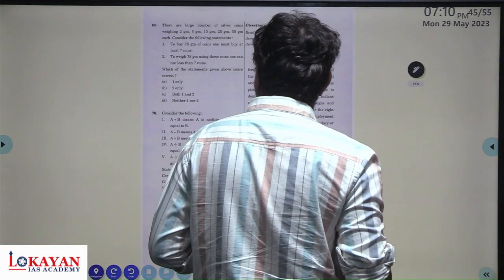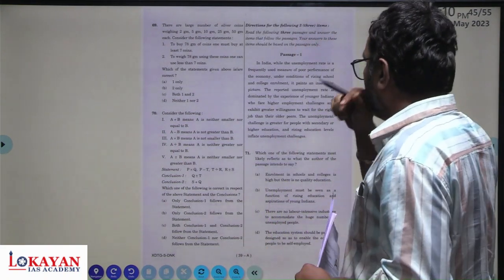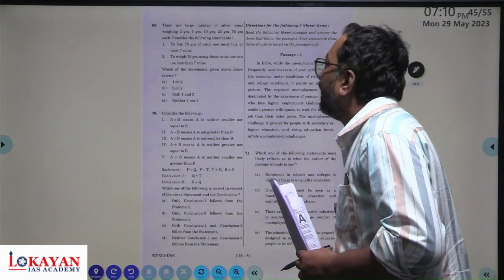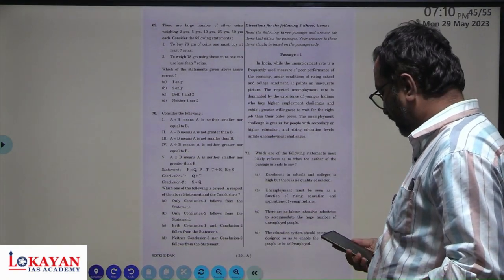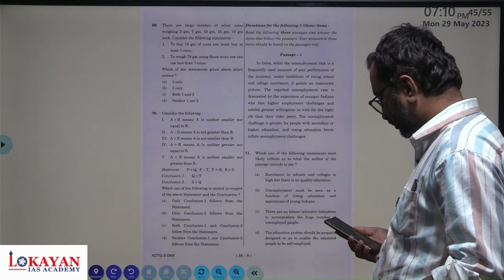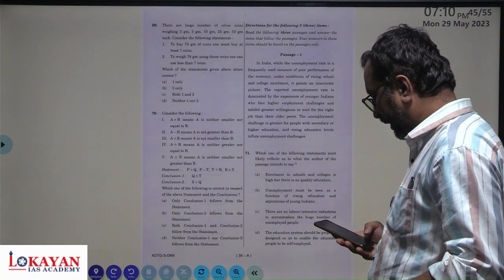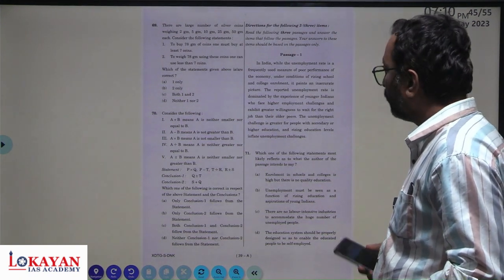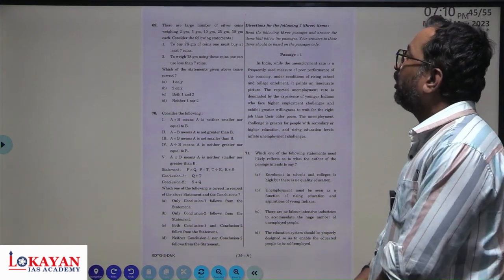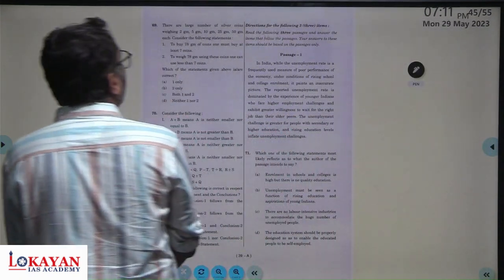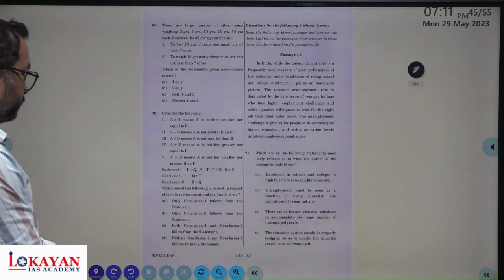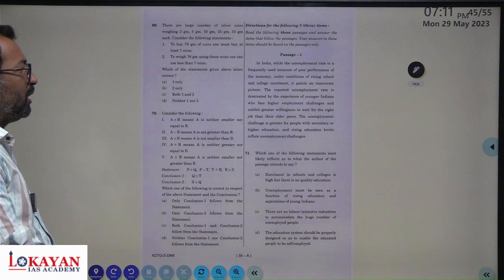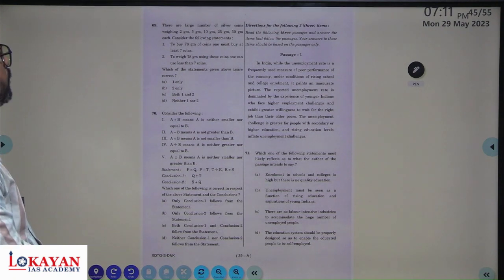Question number 69. There are a large number of silver coins. Just read question number 69. There are a large number of silver coins weighing 2 gram, 5 gram, 10 gram, 25 gram, 50 gram each. We have a few silver coins weighing 2 gram, 5 gram, 10 gram, 25 gram and 50 gram.